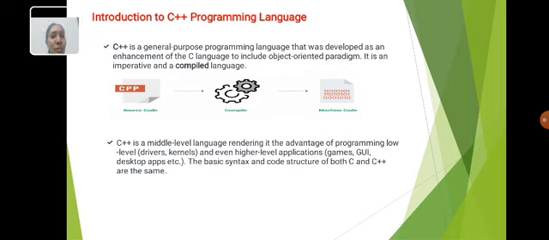First is the source code, next is the compile process, next is machine code, which converts it into machine code. C++ is a middle level language, giving it the advantages of programming low level drivers or kernels, and even higher level applications, for example games, GUI (graphical user interface), desktop apps, etc. The basic syntax and the code structure of both C and C++ are the same.